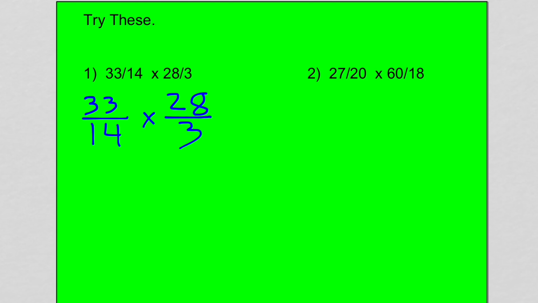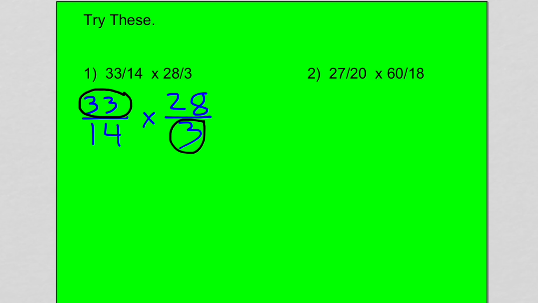So we're not going to use calculators either. But what we are going to do is simplify these fractions before we actually multiply them. So what you can do is, I call it looking at the diagonal numbers. So I'm going to circle the diagonal numbers of this one. I'm going to circle 33 and 3.